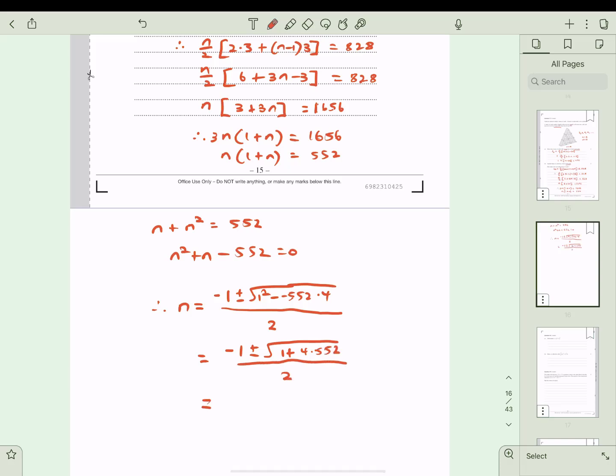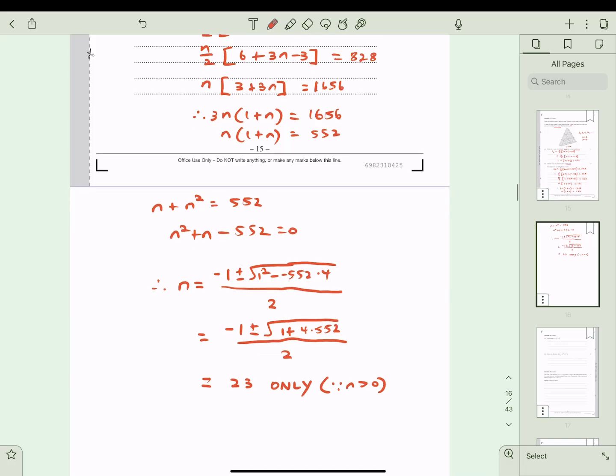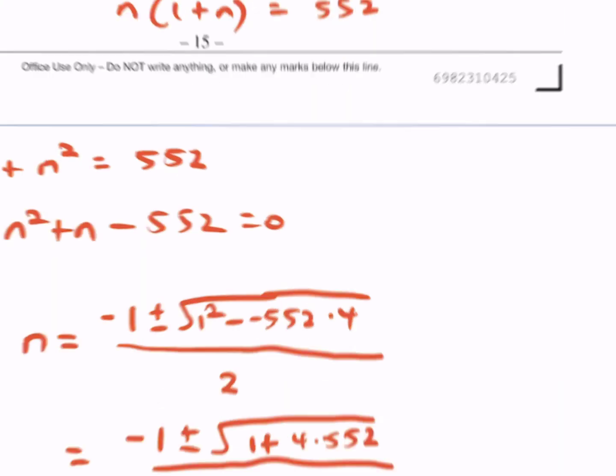When you put that in your calculator, we should be able to get n equals 23 only. The reason why I say only here is because we don't consider the negative scenario. Why don't we consider the negative scenario? Because n must be bigger than 0. We can't have a negative number of rows. That just doesn't make sense. So since n must be bigger than 0, n is equal to 23 only. Therefore, our final answer for this question is there are 23 rows in this house of cards.